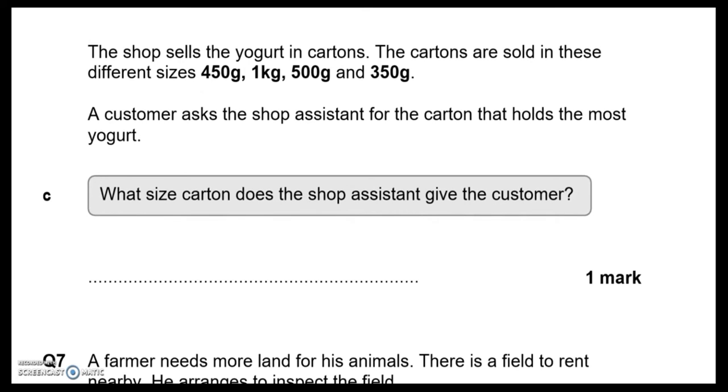The shop sells the yogurt in cartons. The cartons are sold in these different sizes: 450 grams, 1 kilogram, 500 grams, and 350 grams. A customer asks the shop assistant for the carton that holds the most yogurt. What size carton does the shop assistant give the customer? The 1 kilogram is equal to 1000 grams, and that is the highest if we compare it with the other amounts, because 1000 is bigger than 450, 500, or 350. So we're going to say 1 kilogram.